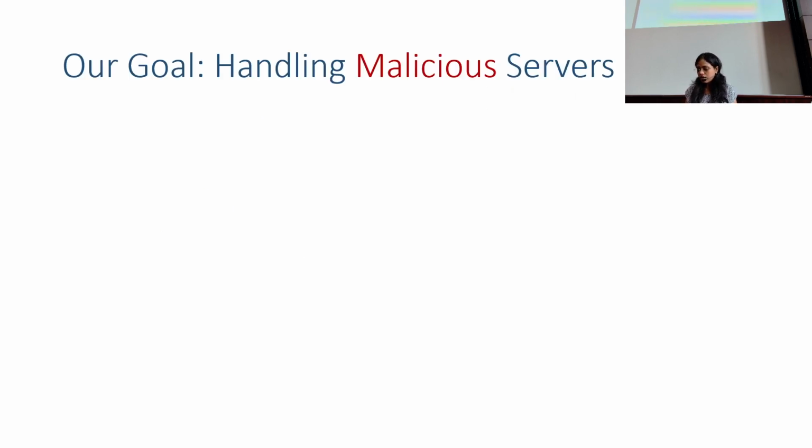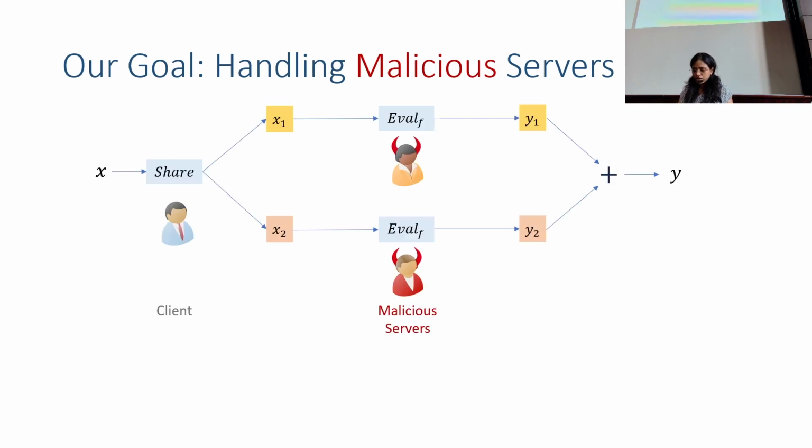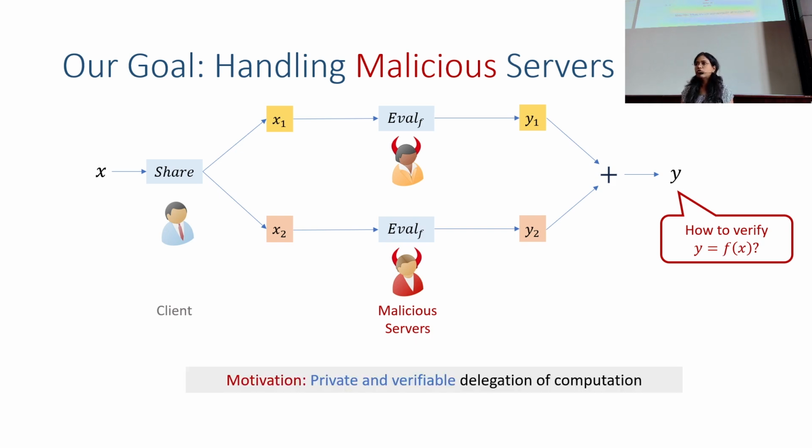Given the state of the art, in this work, we shift our focus to malicious servers. In particular, we assume that some or all of the servers involved in these evaluations could potentially be malicious, and hence, they can deviate from the prescribed honest evaluation strategy. And in this setting, we ask if it's possible to somehow still verify correctness of the output. Viewed from the perspective of private delegation of computation, what we seek here is a private and verifiable delegation of computation.